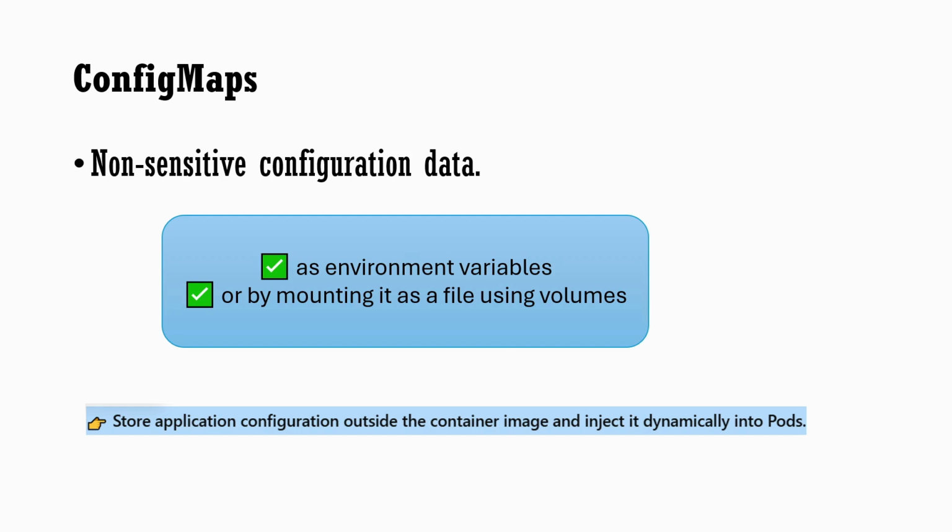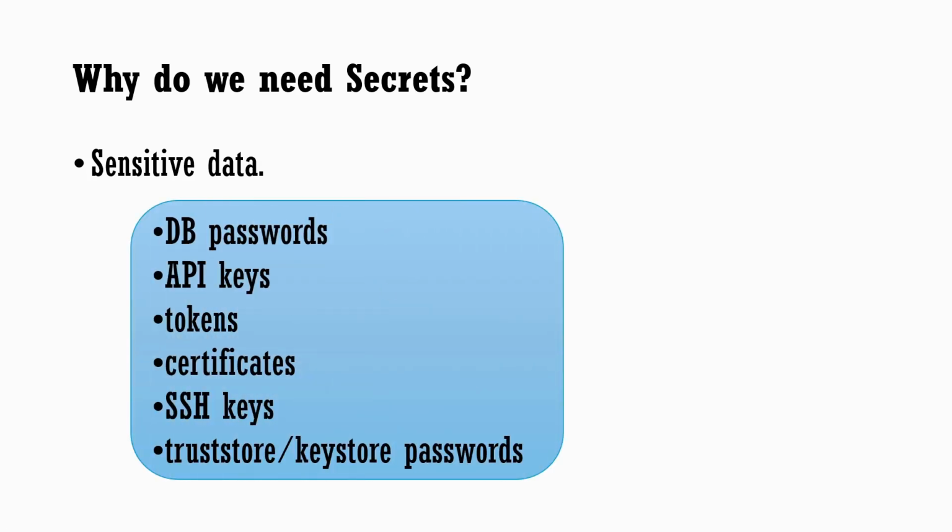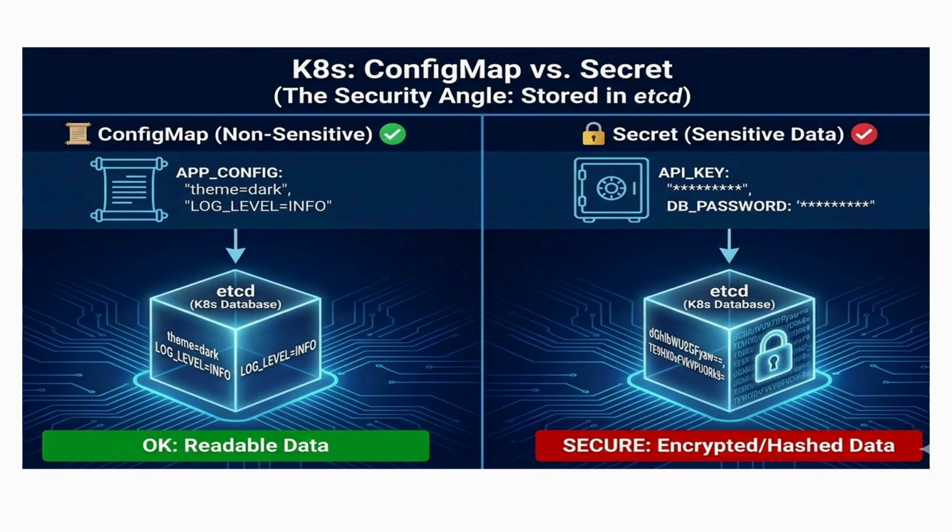Now comes the next interview level question. If a ConfigMap is solving the problem of storing application configuration, why do we need Secrets? Because Secrets solve the same problem but for sensitive data. For example, database password, API keys, tokens, certificates, SSH keys, trust store, key store passwords. Now the question is, why can't we store these inside ConfigMaps? Because in Kubernetes, whenever we create any resource like a ConfigMap or a Secret, the data is stored inside etcd. And etcd is basically the Kubernetes database.